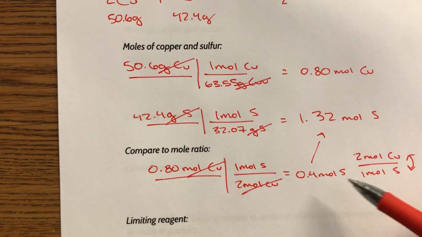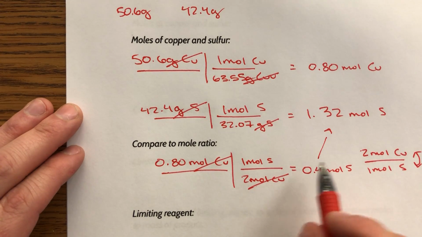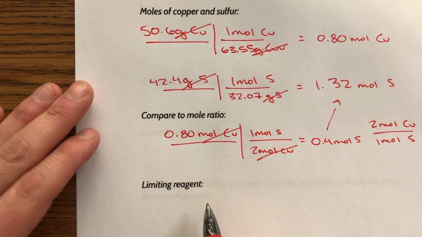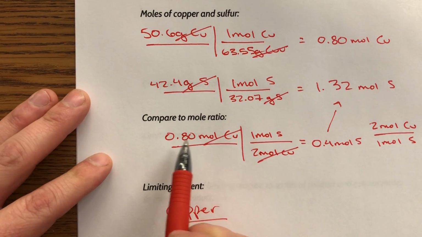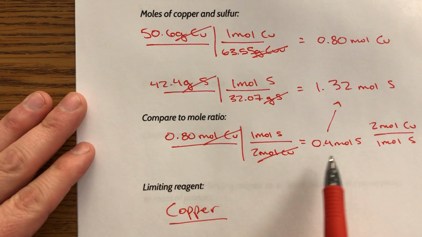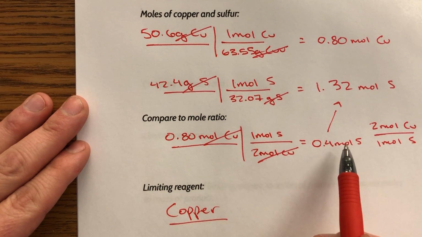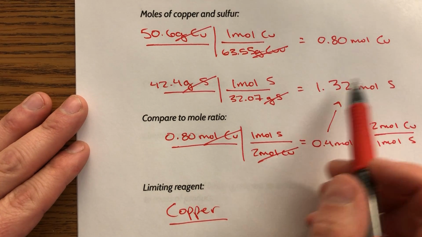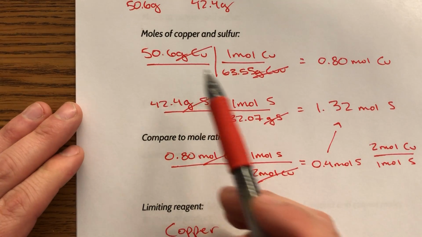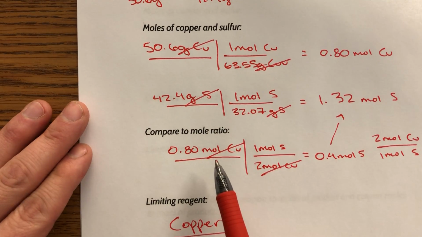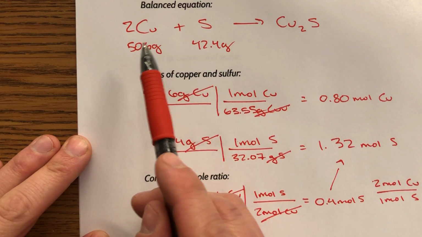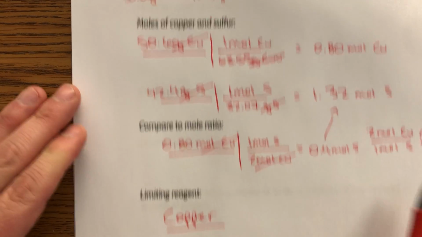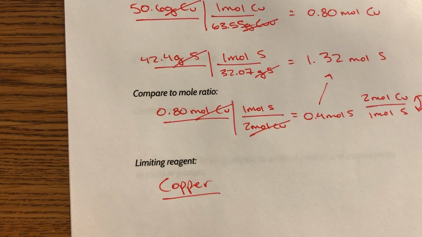So in this example, sulfur is going to be our excess reagent. Our limiting reagent is going to be copper, because if we were to use up all the copper, we would only use up this much sulfur. But how much sulfur do we have? We have this much. So what we're doing is finding the moles of each of these masses, and then making a comparison of one of these to the mole ratio of coppers to sulfurs, to find out that copper is the limiting reagent.